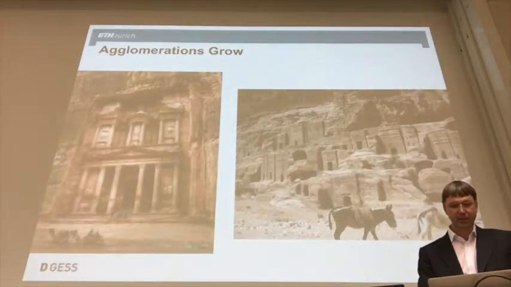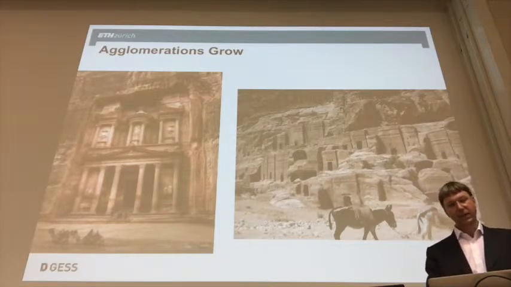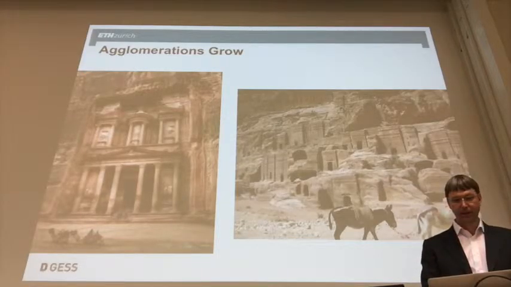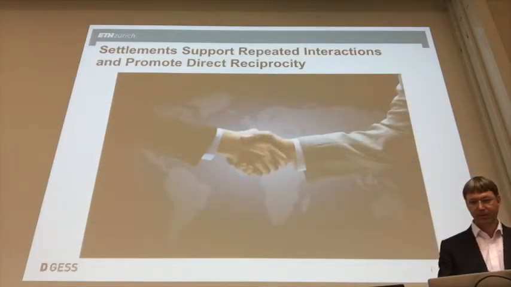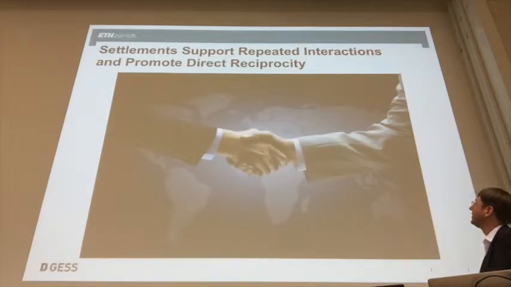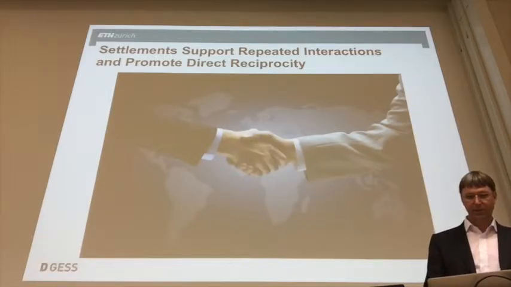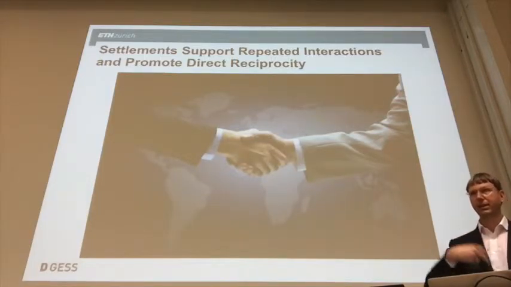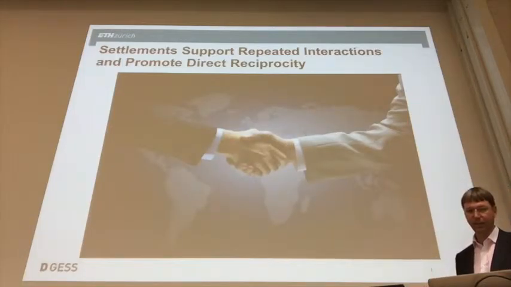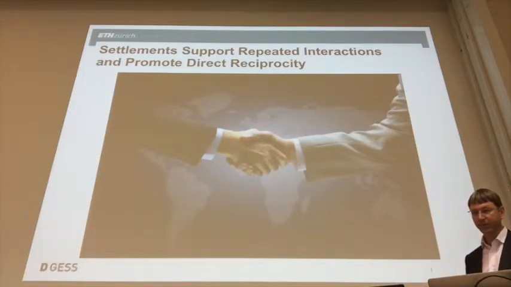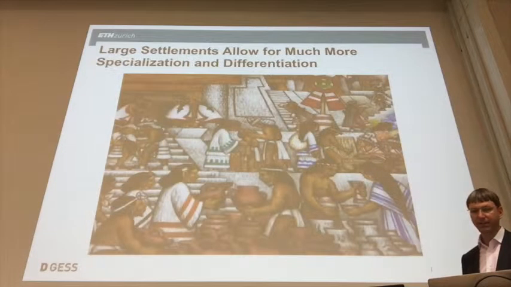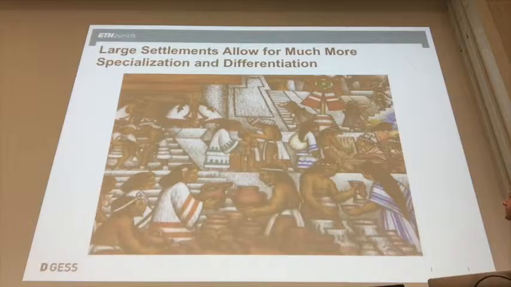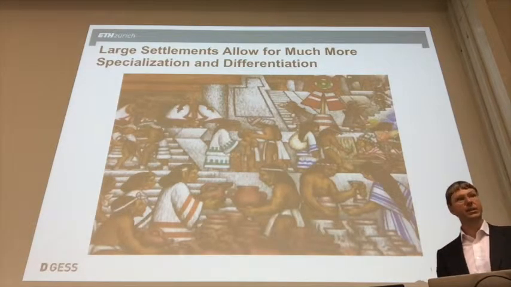And in fact, as agglomerations grow, we don't just have a situation where people interact repeatedly and need to remember whom they have interacted with. So that would create something like direct reciprocity. You help me, I help you. Something like friendship relationships. But we'd also see that there would be a specialization and differentiation process, and that creates the basis for economic markets.